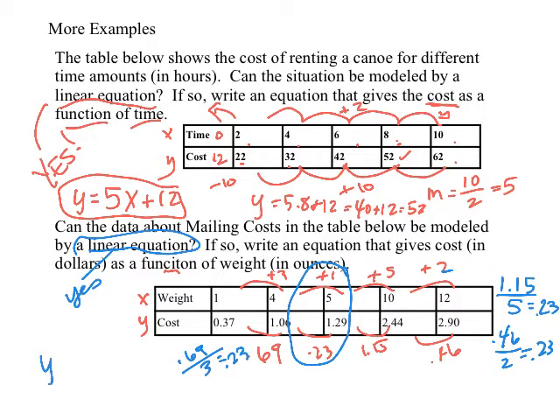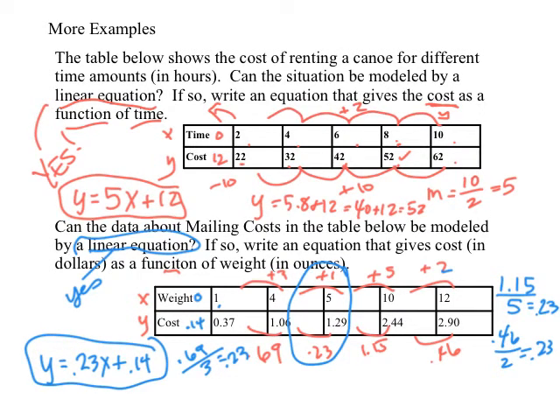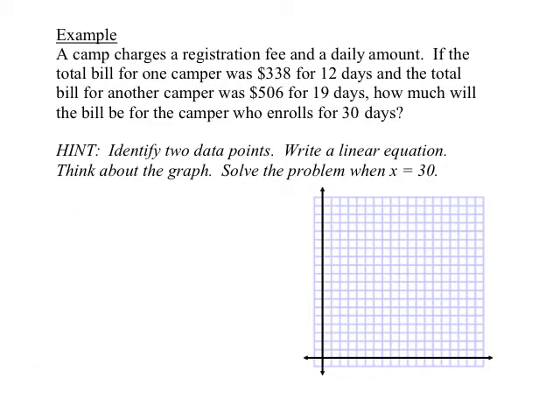So once again, y equals 0.23x, that's my slope, and I need my y-intercept. Well, here's 1, I'm going to go back to 0. So at 0, I have to subtract 0.23, so 0.37 minus 0.23 is 0.14. So mailing costs 14 cents, and then every ounce is another 23 cents. And that's your equation. And of course, you can check it by picking any point and making sure it works out. Good.